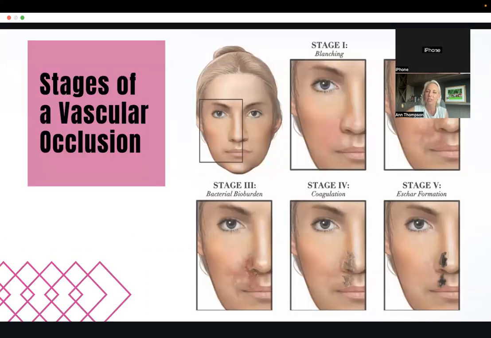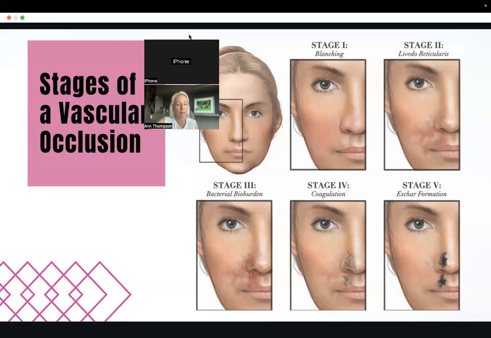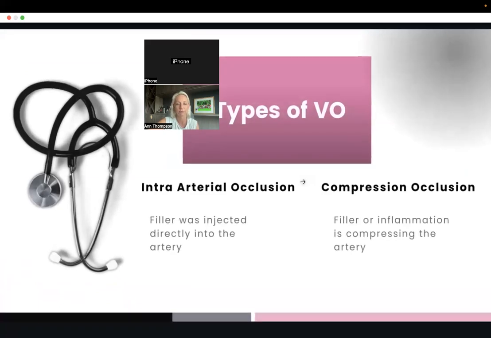These are the stages of a VO. Stage 1 is going to be blanching. Stage 2 is going to be that reticular, lacy looking pattern. Stage 3 is when you start getting those blisters. A lot of times people will think it's just a herpetic outbreak. Stage 4, you're going to start getting skin necrosis, and stage 5 is full thickness necrosis. Stage 6 is where the VO has to heal by secondary intention and can take up to a year.